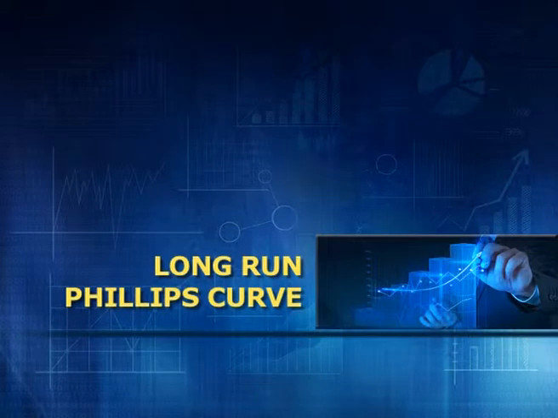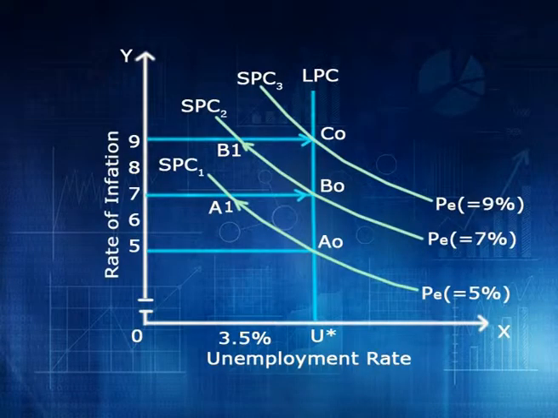Let us now understand long run Phillips curve. Now suppose in the long run for some reasons the government adopts expansionary fiscal and monetary policies to raise aggregate demand. This brings us to the concept of long run Phillips curve which has been put forward by the economists. According to them, the economy will not remain in a stable equilibrium position at A1.